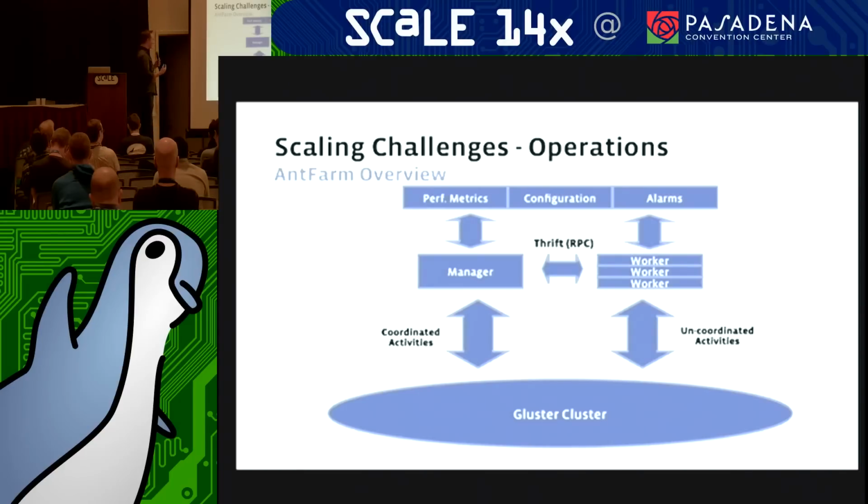Uncoordinated activities: the node comes back from imaging, it needs to put itself back into the cluster and announce to the cluster, hey, I'm back, I'm ready. That does not need to be orchestrated by a manager, a worker can just go do that. As well as submitting statistics, host level statistics can just be sent on by a worker.